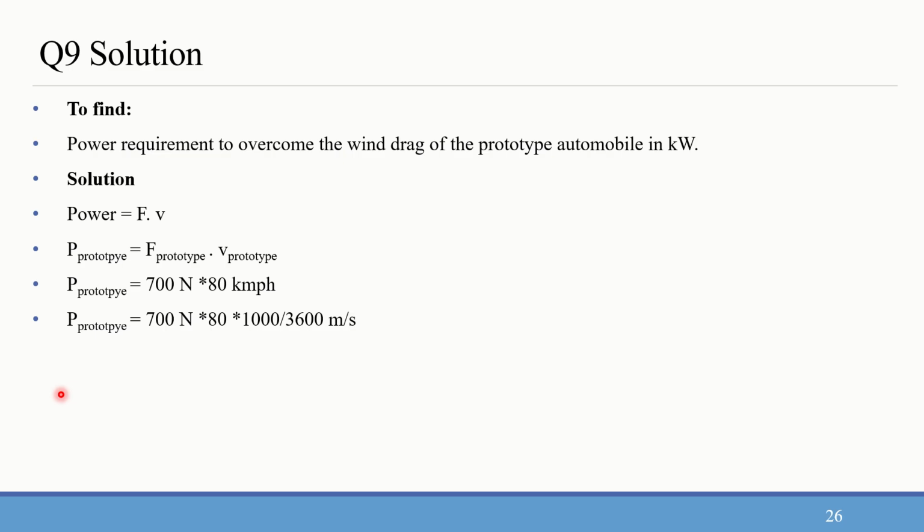Newton kilometer per hour. We want our answer in kilowatts, and kilowatts is joules per second. Joules is Newton meters, so it should be Newton meter per second. Initially we'll write it in Newton meter per second. 1 kilometer is 1000 meters, and an hour is 3600 seconds, so 1000 by 3600 gives us meter per second. After substitution and calculation we get 15,555 watts.